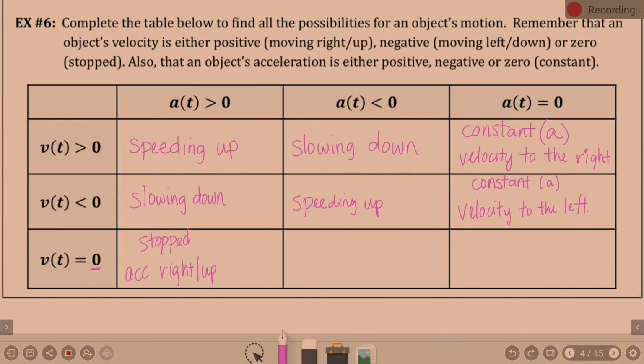Switch these around now. Velocity is still 0, so that's still going to be stopped, but negative acceleration means it's pushing it left or down. And when they're both 0, it is stopped. There is no acceleration.